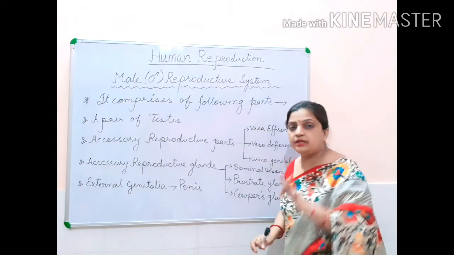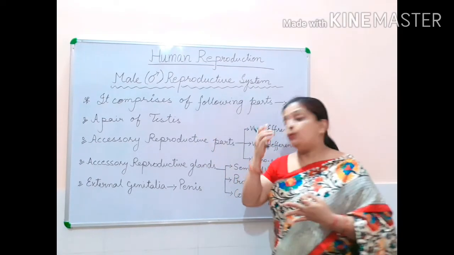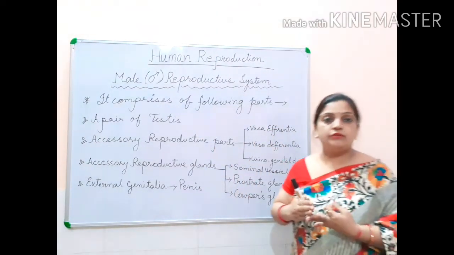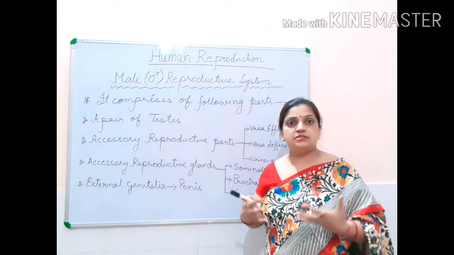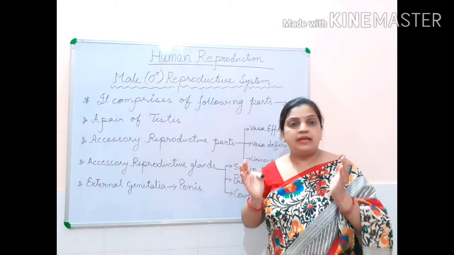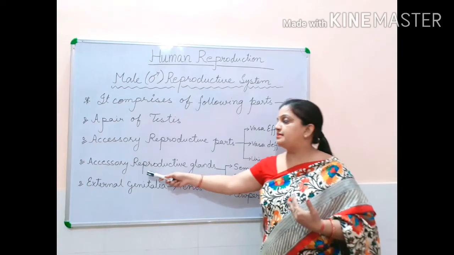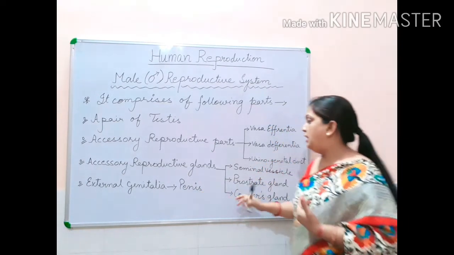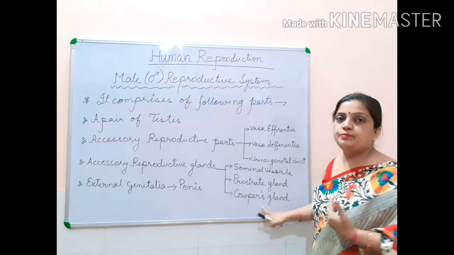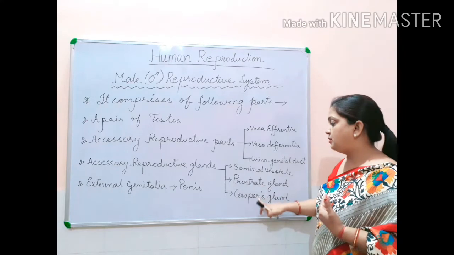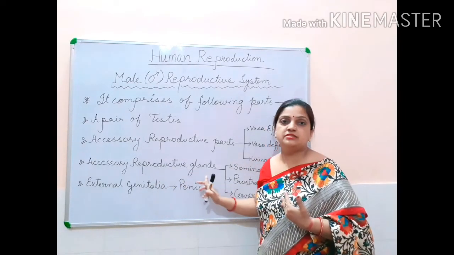The third part of the male reproductive system is the accessory reproductive glands. There are three important glands because the testes will function properly only because of certain secretions, certain chemicals released by those parts. So the accessory reproductive glands are the seminal vesicles, prostate gland and Cowper's gland. These are the three important parts comprising the accessory reproductive glands.